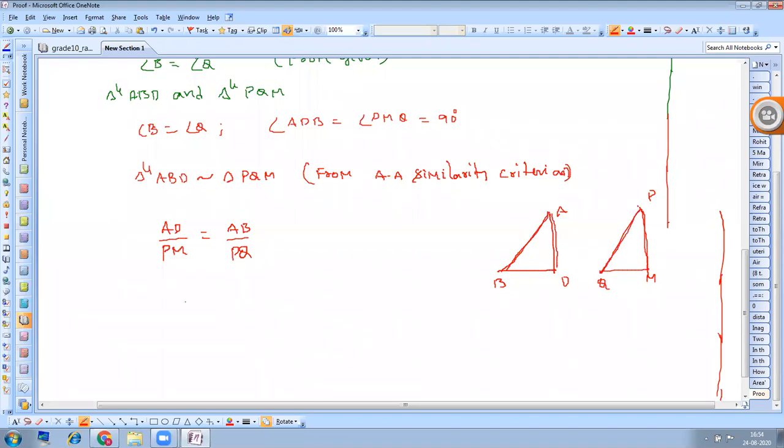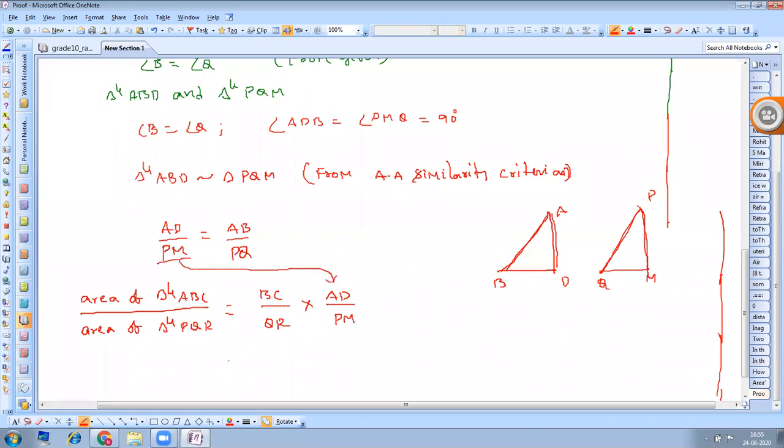Go back to the previous thing when I was taking the areas. Area of triangle ABC divided by area of triangle PQR, which I already wrote as how much? BC by QR into AD by PM. So from here I can replace AD by PM with AB by PQ, so it is BC by QR into AB by PQ.